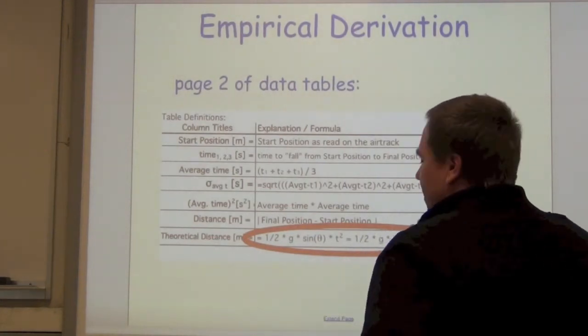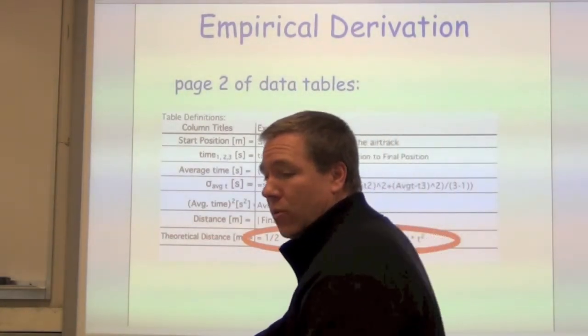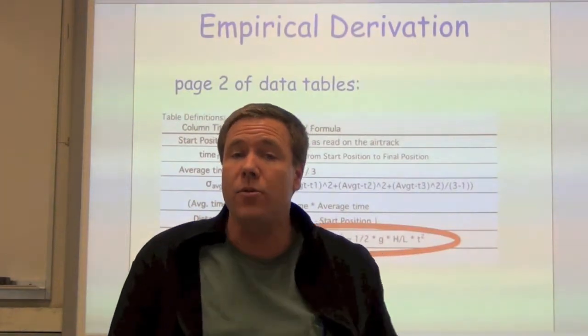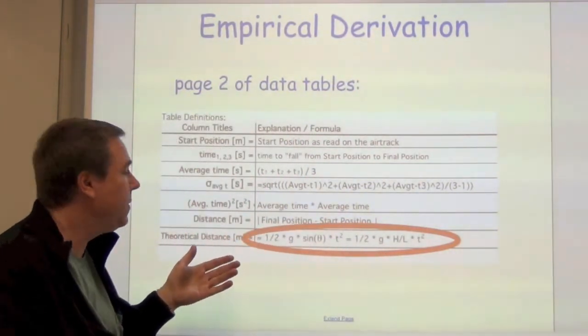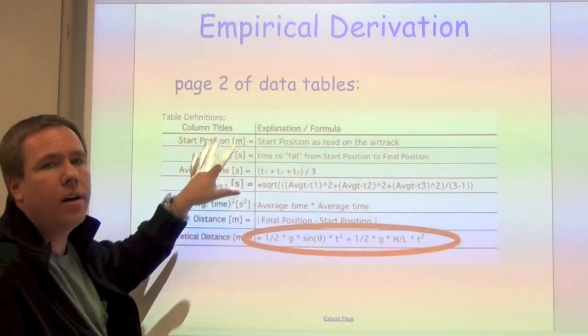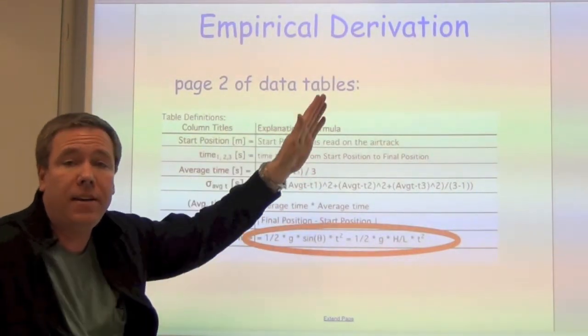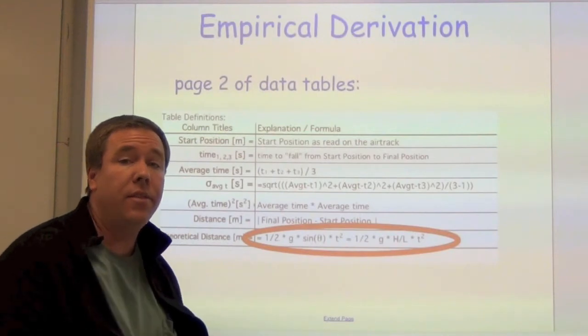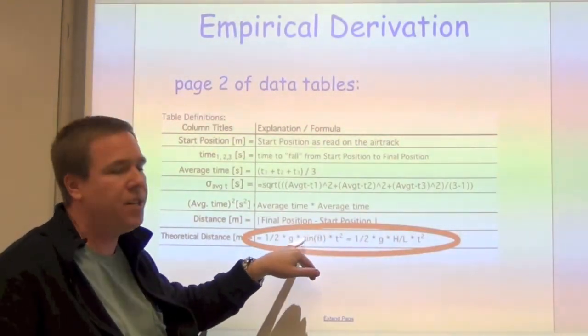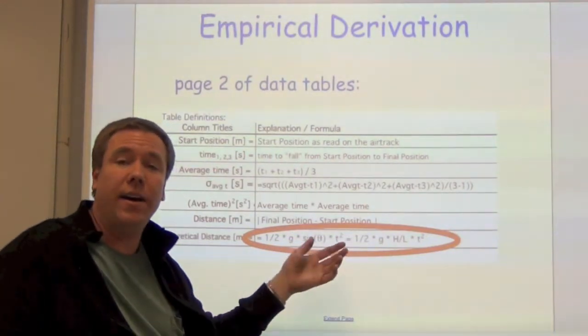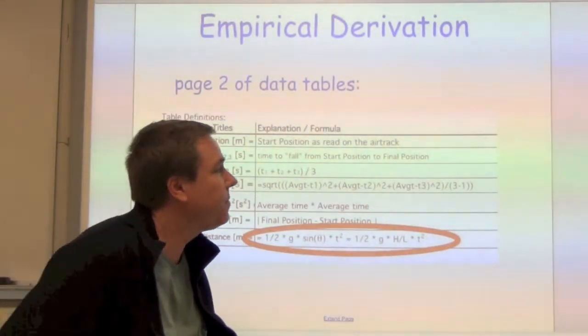So one thing we can do with this new predicted formula, 1/2 g sine theta t squared, is write it at the bottom of page 2 of the data tables. We're describing all the columns. In the far right column on page 1 is the predicted displacement, or the theoretical distance. And we can write out this equation, 1/2 g sine theta t squared, at that location.